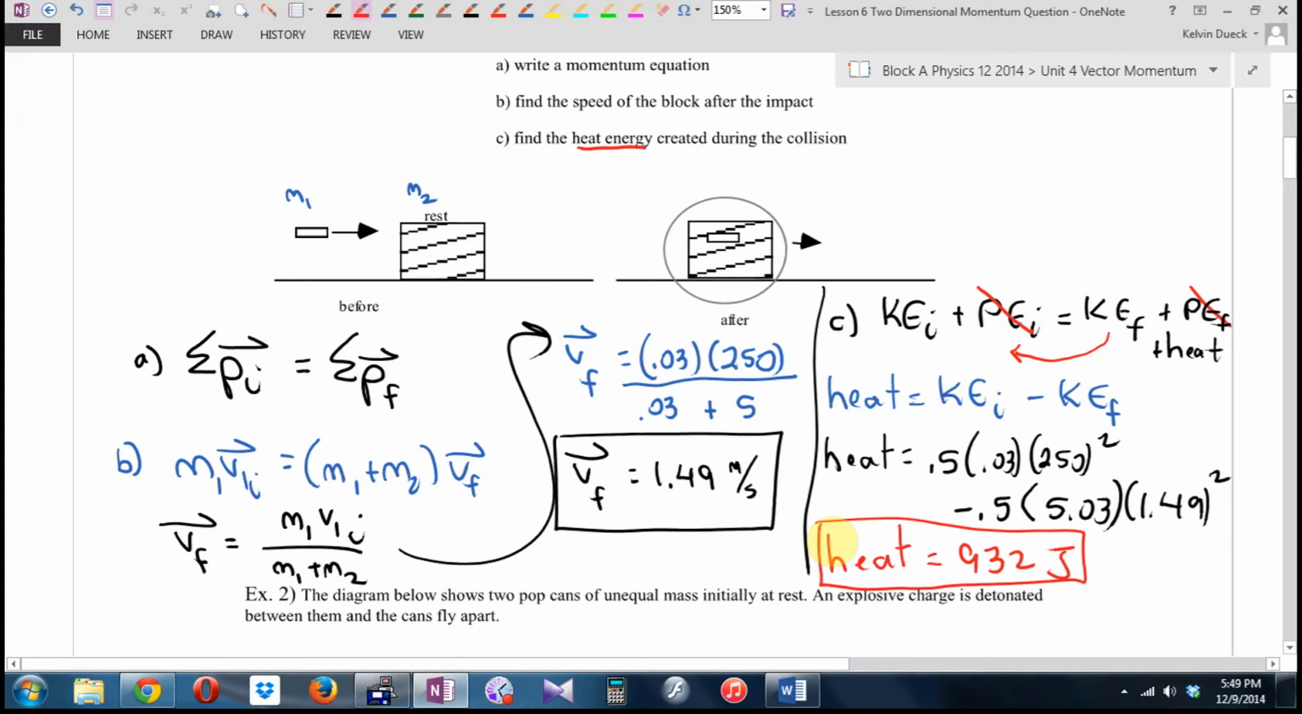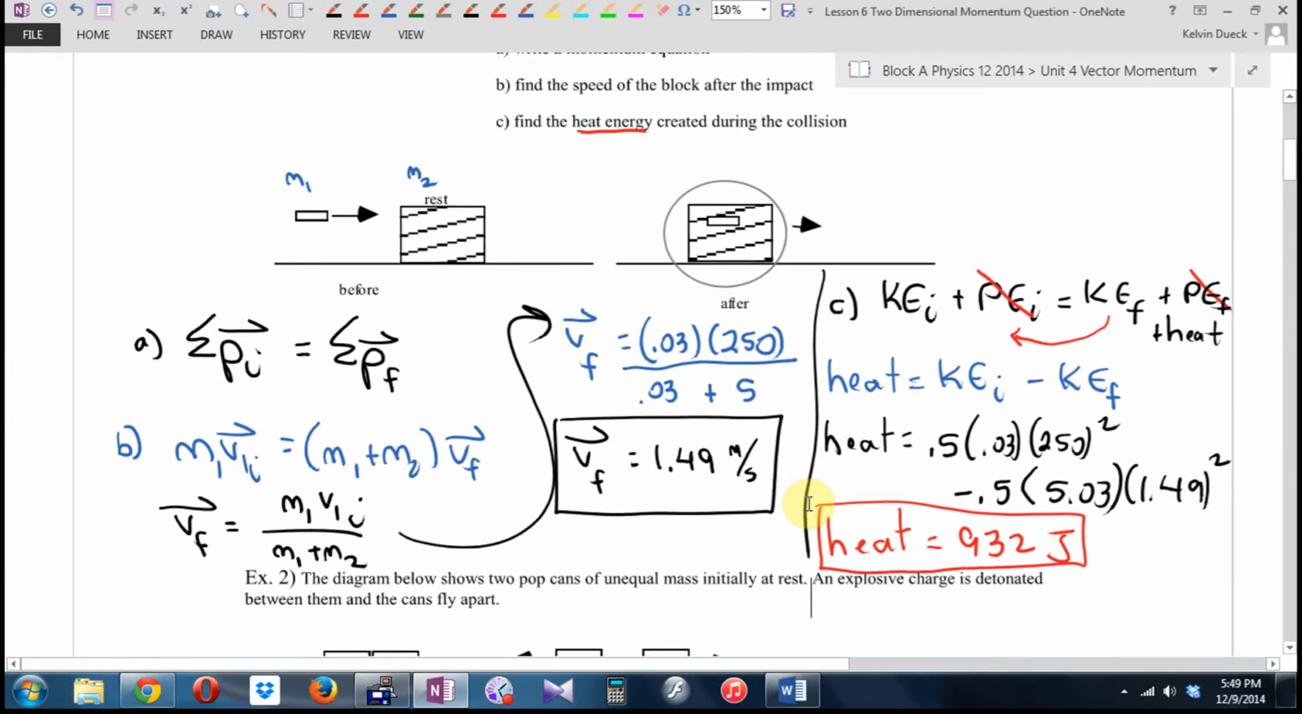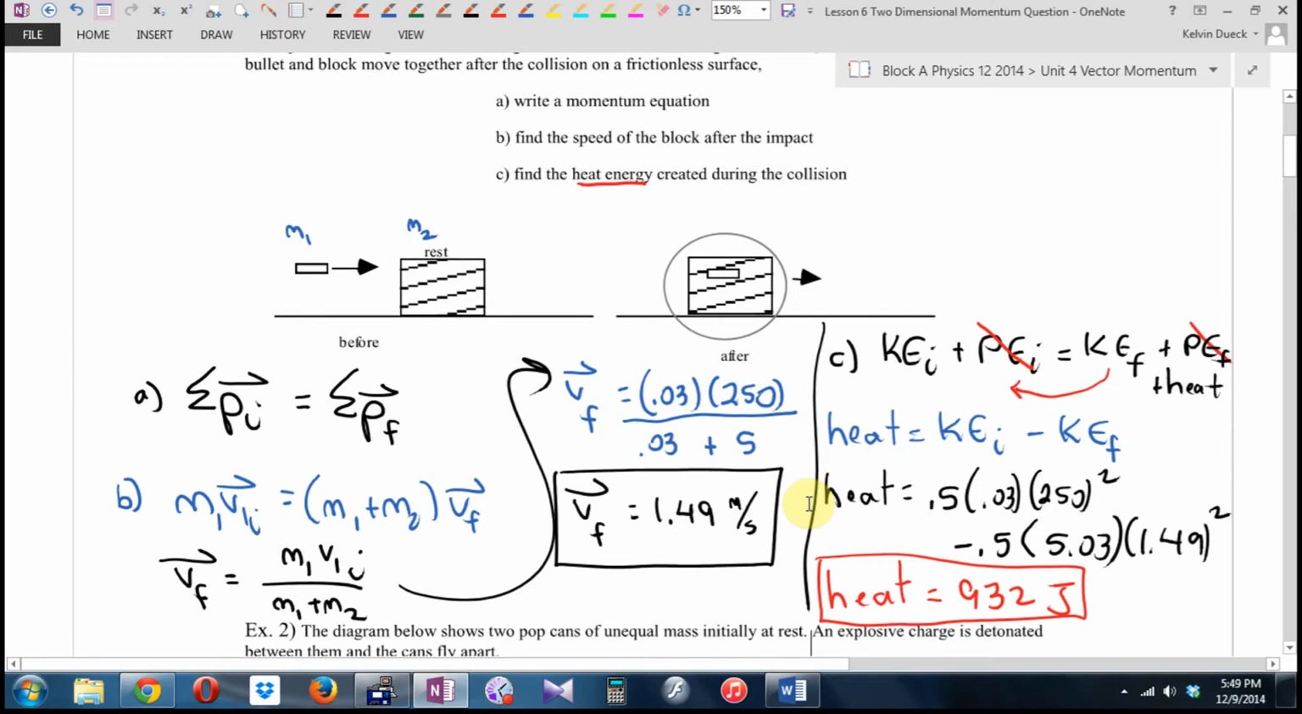Now, why is that Physics 12? Because it combines energy and momentum. Why do I consider this a fairly straightforward Physics 12 question? No angles. Everything's in a nice straight line. We said conservation of momentum works great for collisions and explosions.